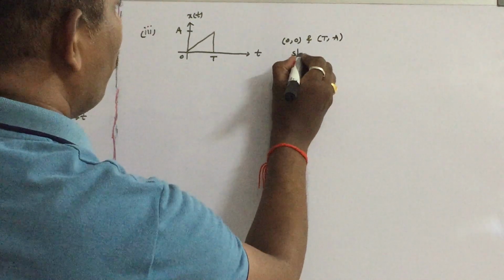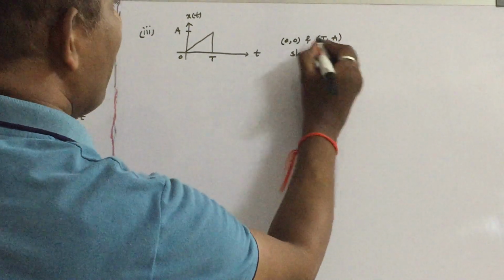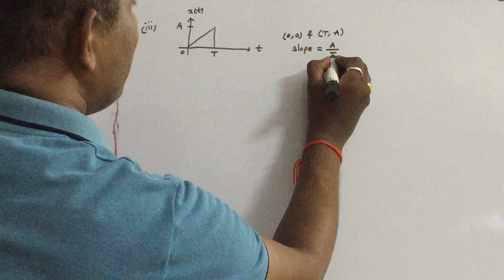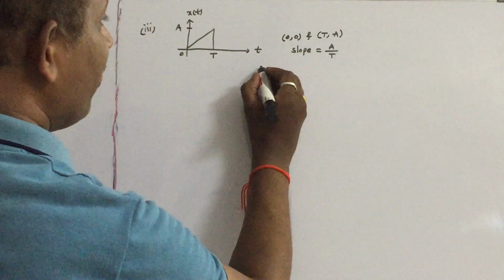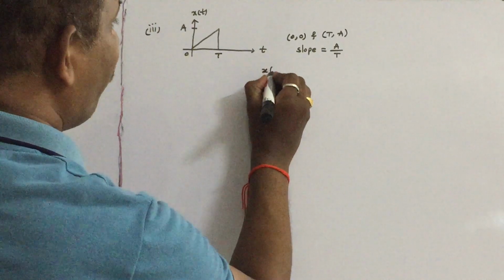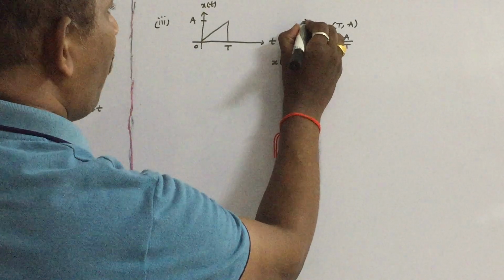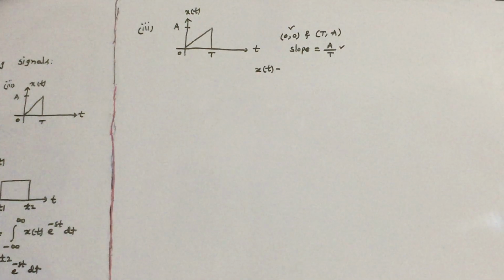Let us find the slope. What is the slope of the line? A minus 0 by T minus 0. Slope is A by T. Let us find out the equation of straight line. y minus y1 is equal to m into x minus x1. So therefore x of t, with this point and this slope, find the equation of straight line.